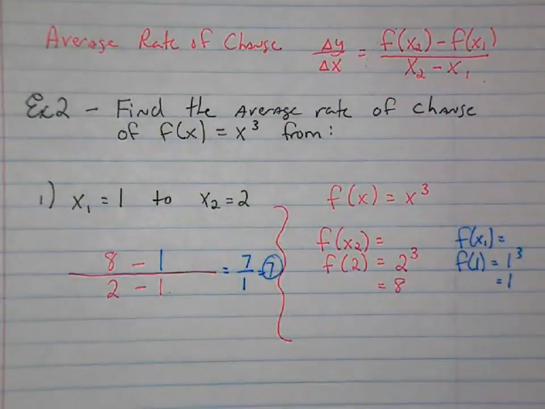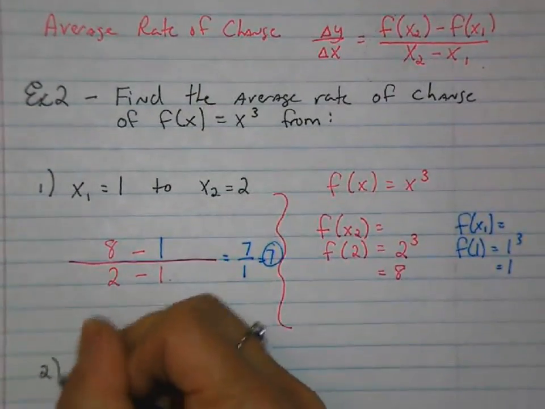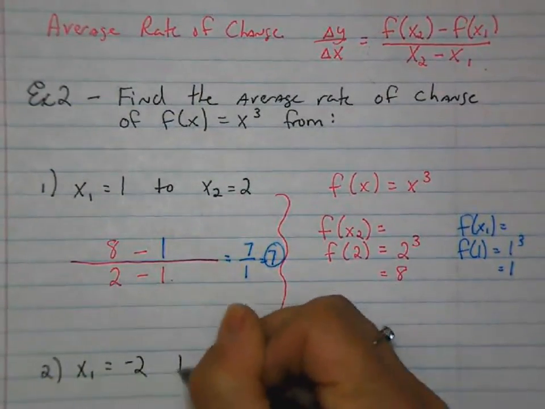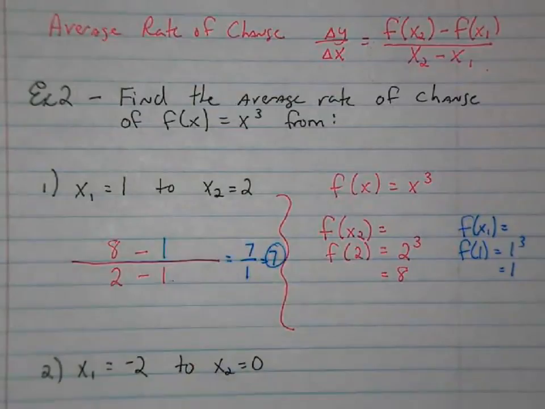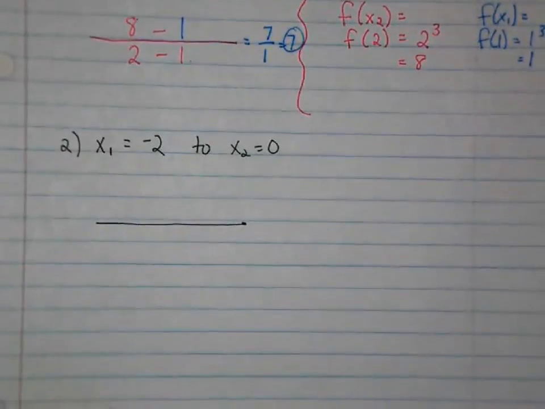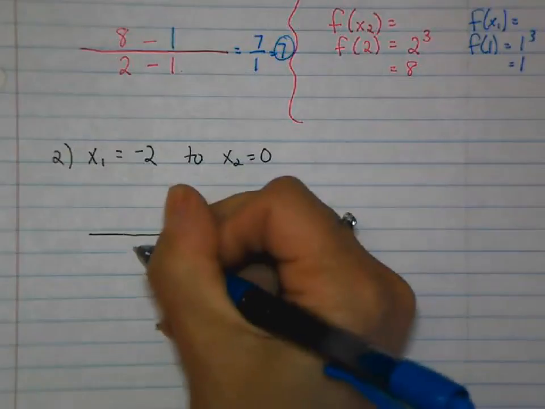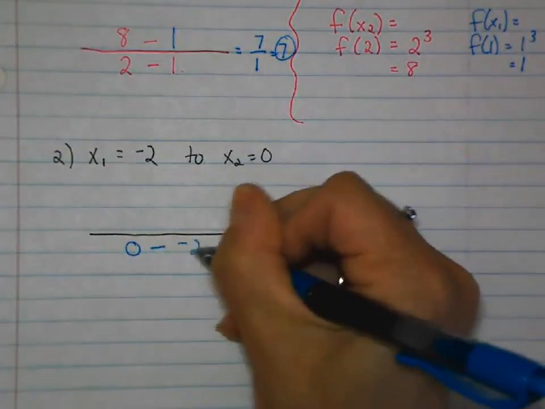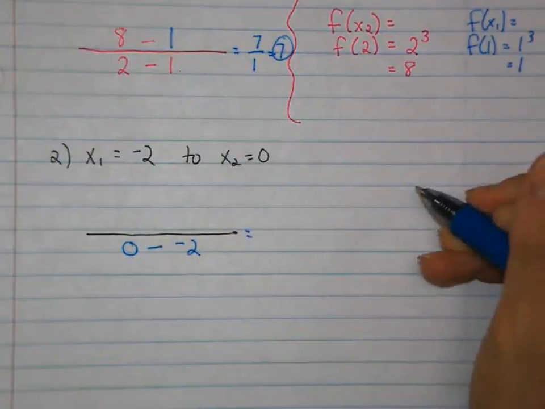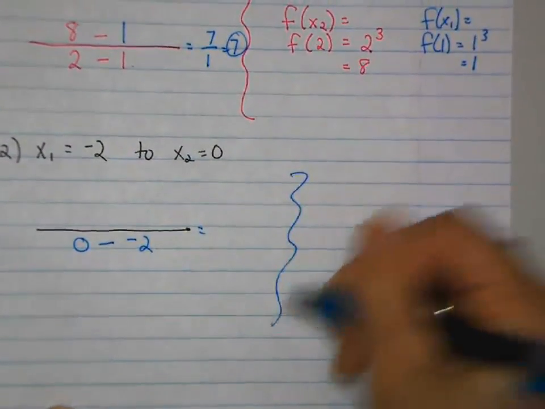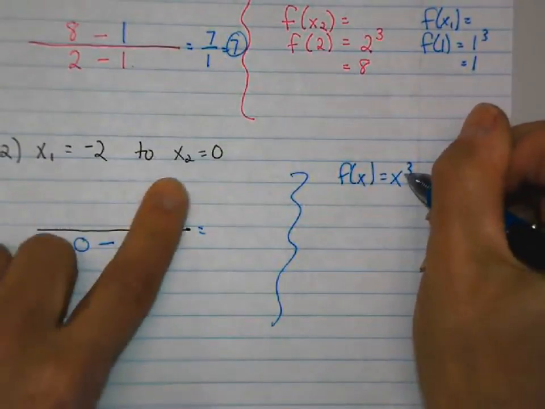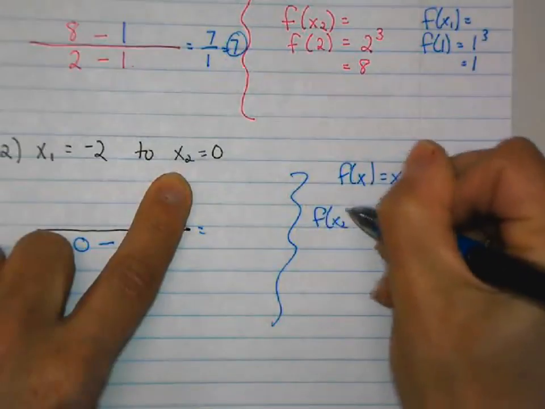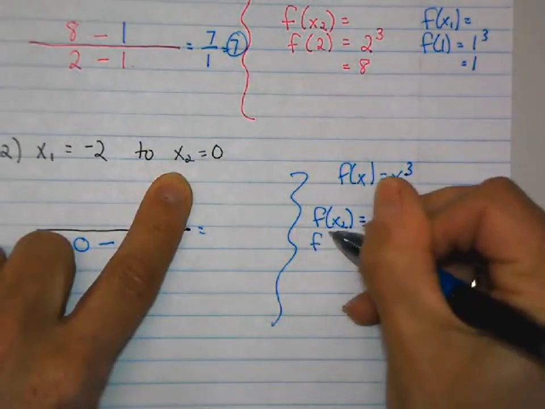Alright? Okay, last one. Let's say I want x sub 1 is at negative 2 to x sub 2 is at 0. Okay, again, I'm going to go ahead and take care of the denominator first. So my denominator is x sub 2 minus x sub 1. Okay? Alright, let's scooch over to the side. And we know our function again is x cubed. So let's do x sub 2. So really that's f of 0. 0 cubed is 0.